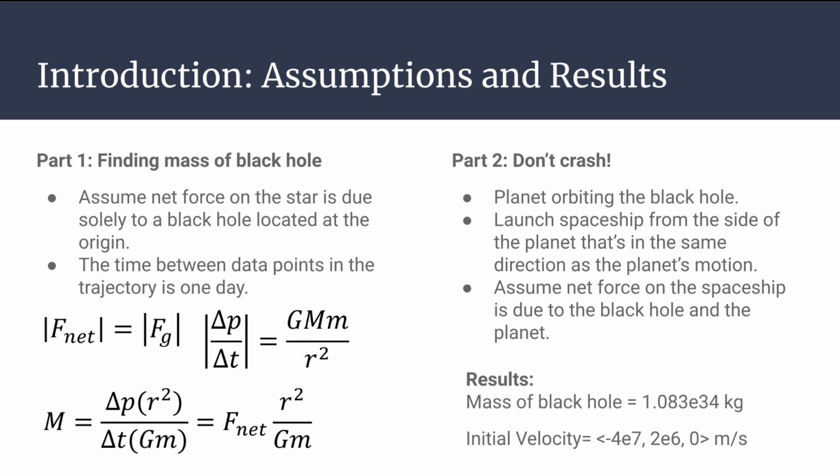In part 2, there's a planet orbiting the black hole and the spaceship on the planet that has to take off without crashing on the planet or the black hole. From the results in part 1, we can determine the initial velocity the spaceship must have when it leaves the planet to avoid crashing. I also want to note that a general assumption for both parts is that the black hole is at the origin, so when getting the displacement vector to find r, it's just the magnitude of the system's position. In the results, the mass of the black hole is 1.083e34 kilograms, and the initial velocity is negative 4e7, 2e6, 0 meters per second.